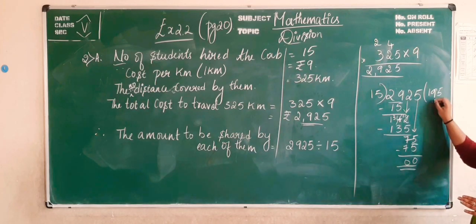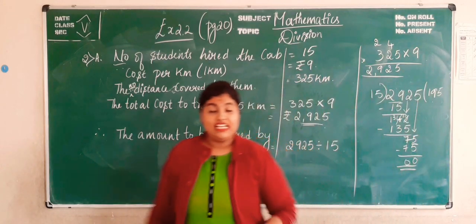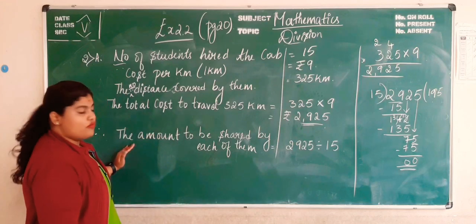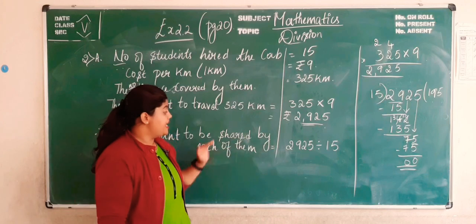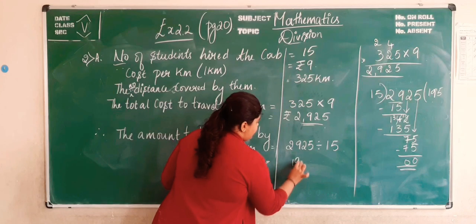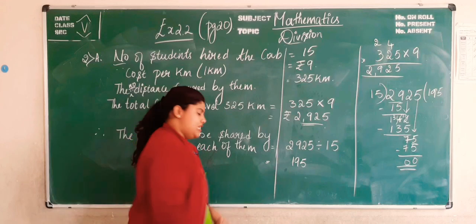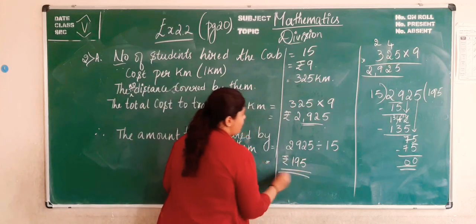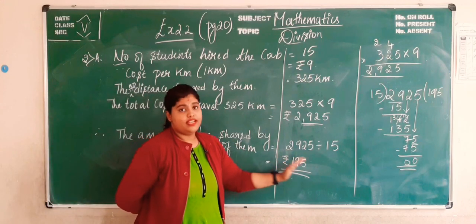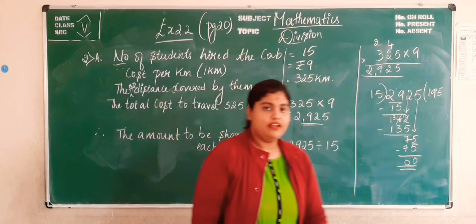So the final answer is 195. So what is this 195? Yes, it is the amount to be shared by 15 students. Therefore, the amount to be shared by each of them is equal to 195. What is this 195? Amount. So what should be written? Yes, rupees. So rupees 195. Therefore, each one should pay 195 rupees for that travel which is made for excursion. Right? Okay.